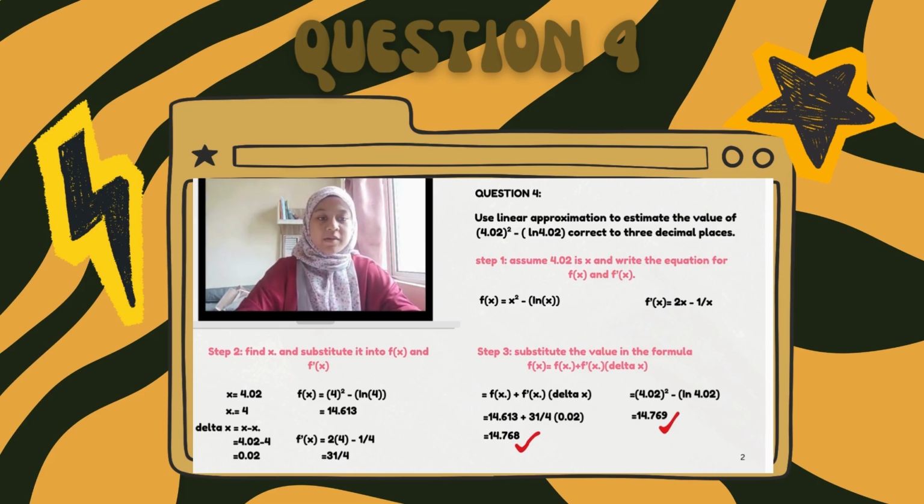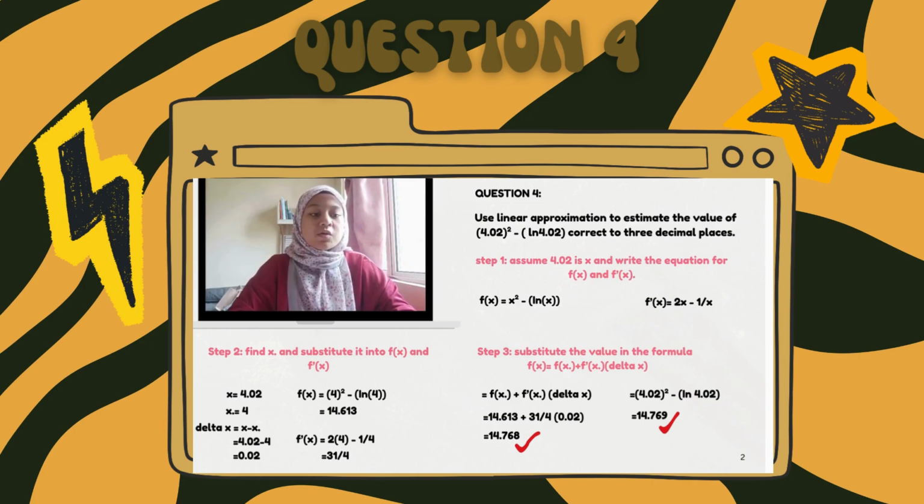This is the last step. Step 3 is to substitute the values in the formula f(x) equals f(x naught) plus f prime(x naught), and then multiply it by delta x. So f(x naught) we got 14.613 plus 31 over 4, and then the delta x we got 0.02, so multiply by 0.02, we're going to get 14.768 as its answer.